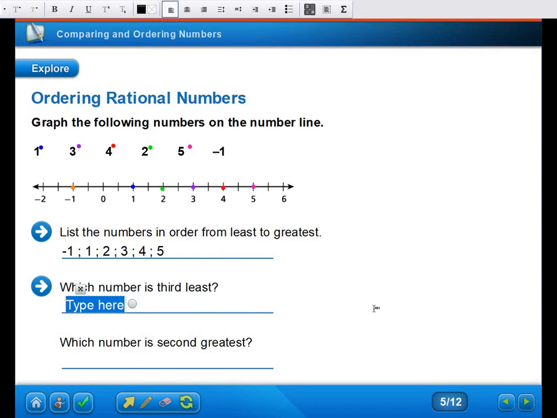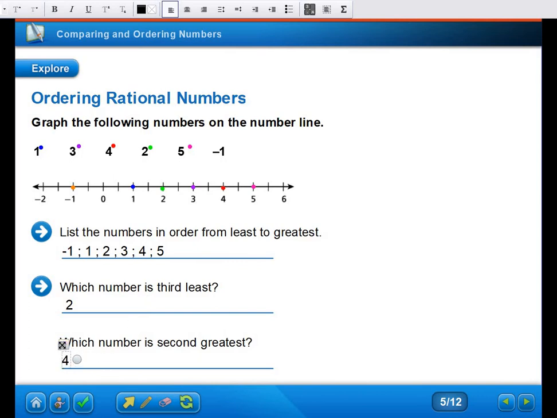So which number is the third least? Again, we can look on the number line and count. So this is the first least, second, third. So the third least would be 2. Or we can look at our list and count 1, 2, 3. And which number is the second greatest? Well, the second greatest is going to be the one that's not all the way to the right, but the one that is the next closest to it. So in this case, the second greatest would be 4.